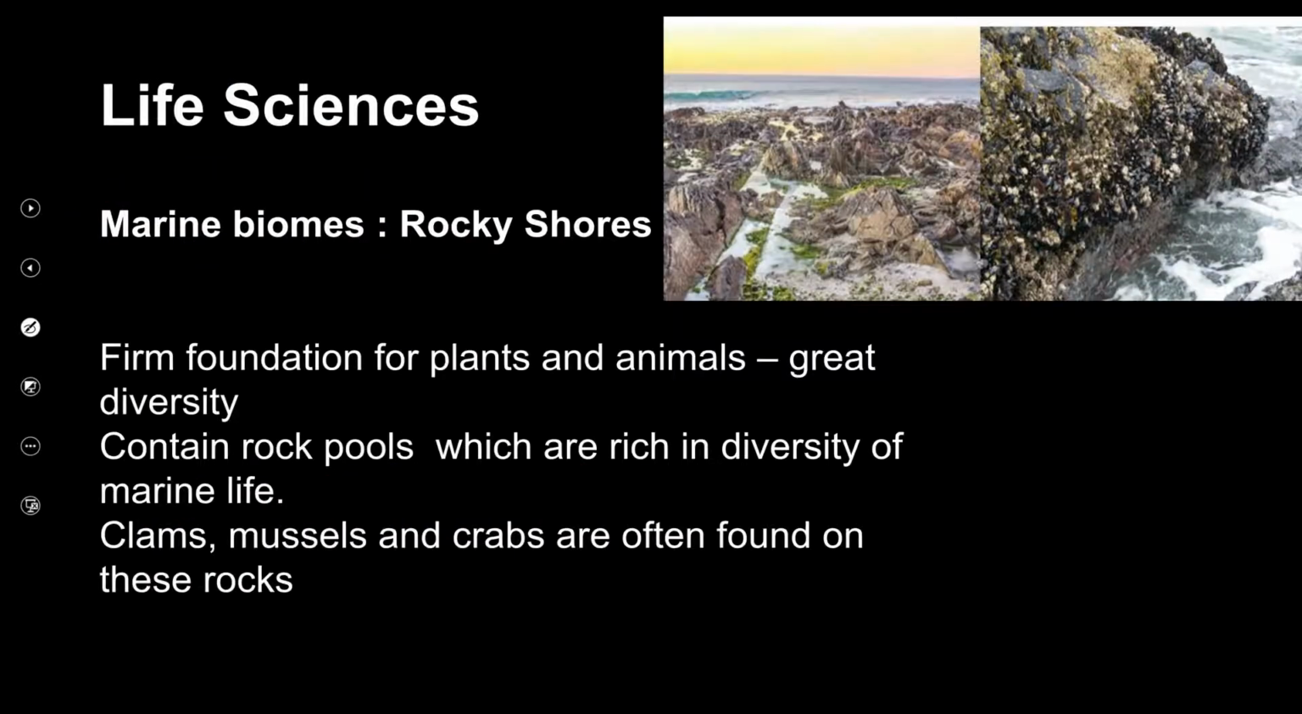Okay, so we also get rocky shores as the next biome. The term rocky is typical of the type of rocks that are found. If you look at these images, you can see that the shoreline is covered with rocks. What is unique about these shorelines is that these rocks create little tidal pools that are filled with marine organisms. We often find that on these rocks you find clams and mussels clinging along. And so these are often areas that are rich in pools filled with marine invertebrates.